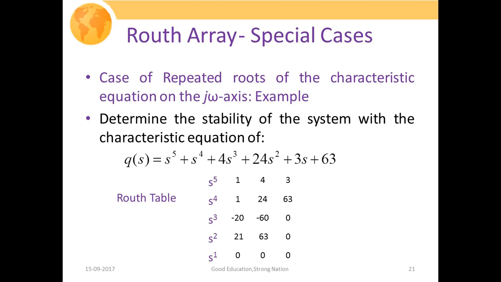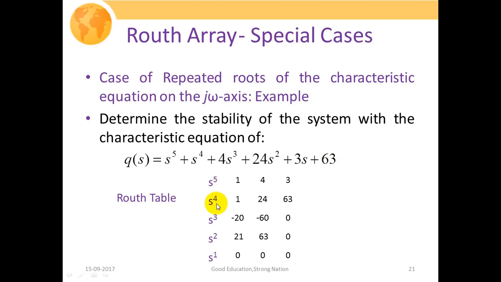So let us quickly understand it with a small, simpler example. Let us assume the characteristic equation as q of s is equal to s to the power 5 plus s to the power 4 plus 4s cube plus 24s square plus 3s plus 63, and we will try to evaluate the Routh table.